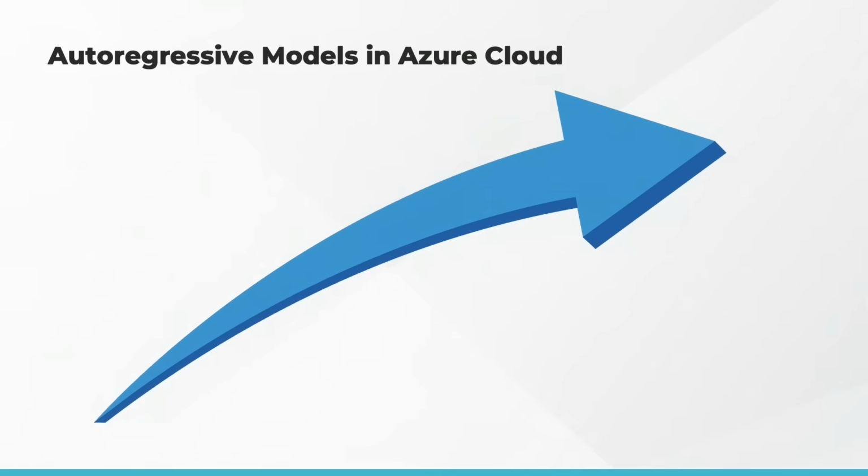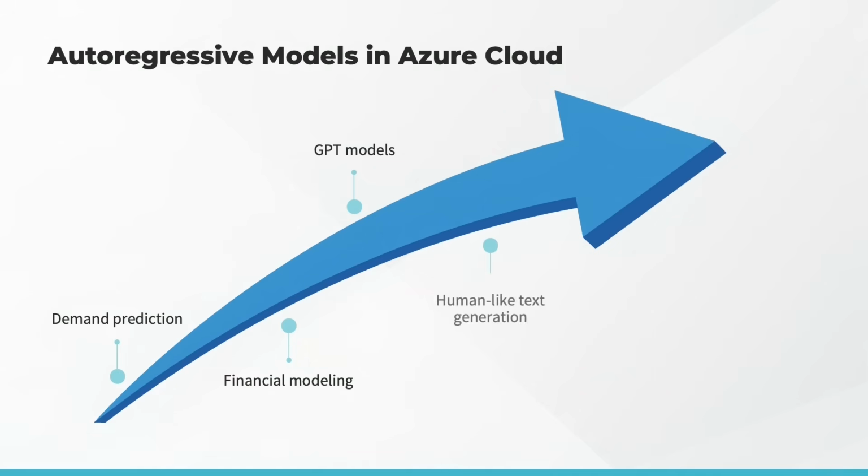Azure AI harnesses autoregressive models in forecasting scenarios like demand prediction and financial modeling. OpenAI, particularly with generative pre-trained or GPT models, utilizes autoregressive techniques to produce human-like text, offering capabilities for content creation, language translation, and more.